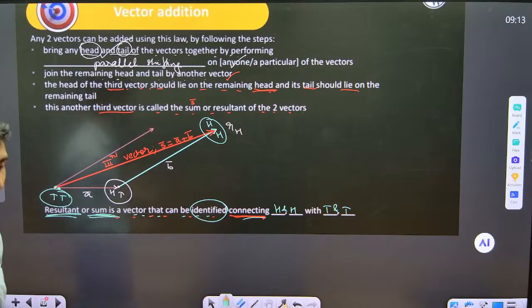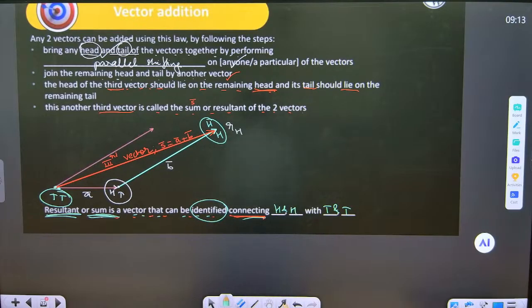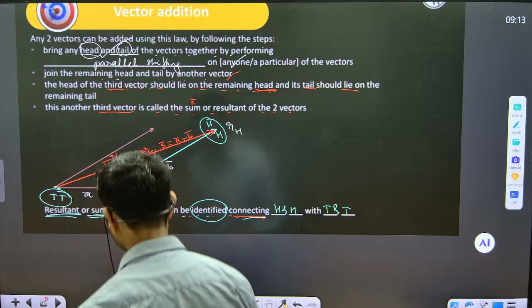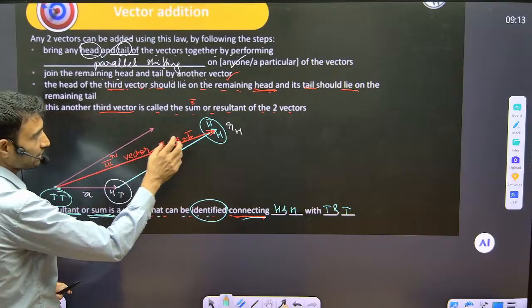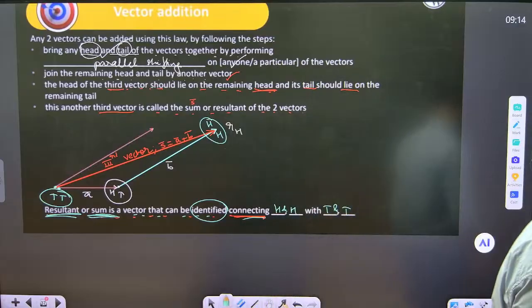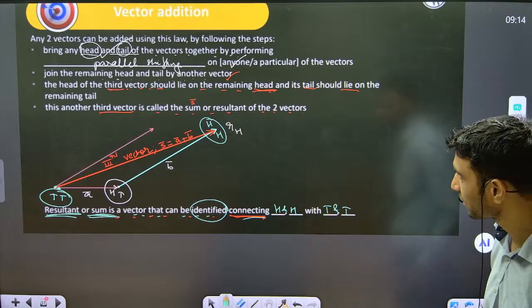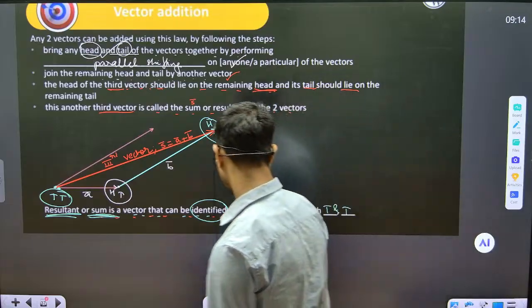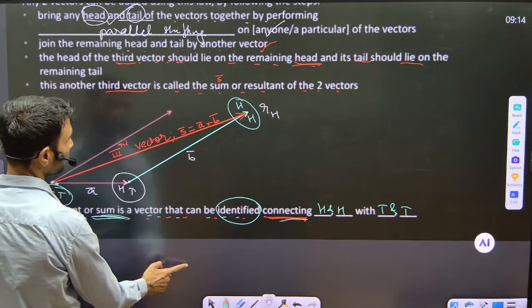So I'll repeat again. What is the sum vector or resultant vector of the two vectors? It is nothing but the vector connecting the tail and tail to the head and head, right? Now write all this down. These are very important things. I'll enlarge it, take a good note of it, and then we'll move to the next topic.